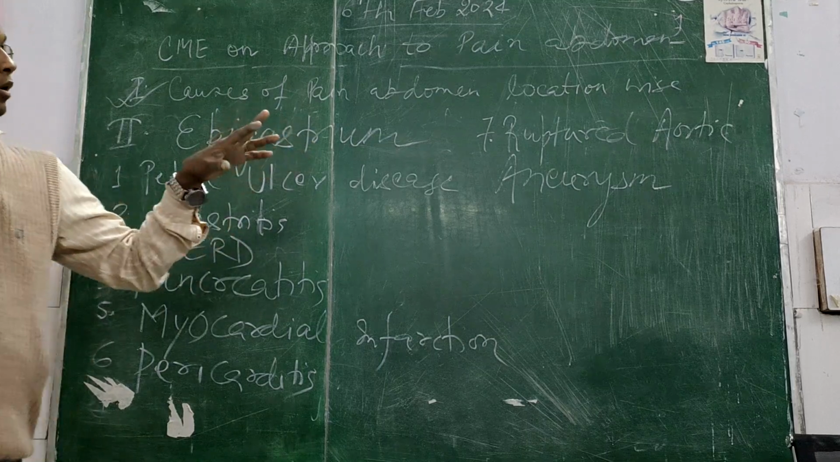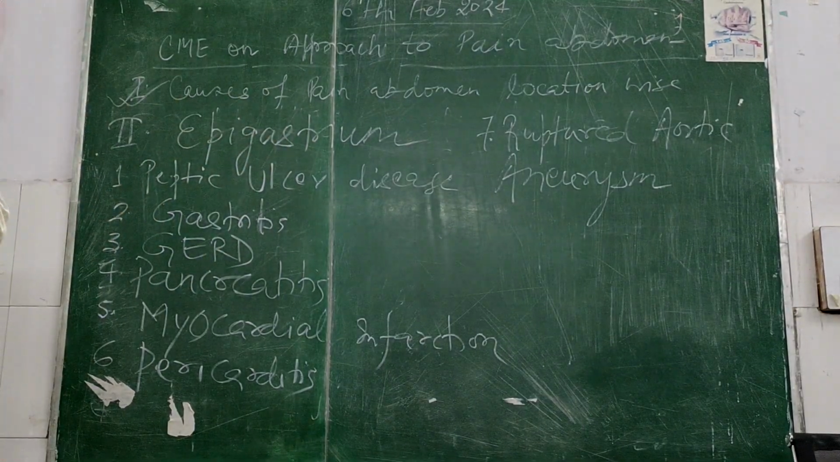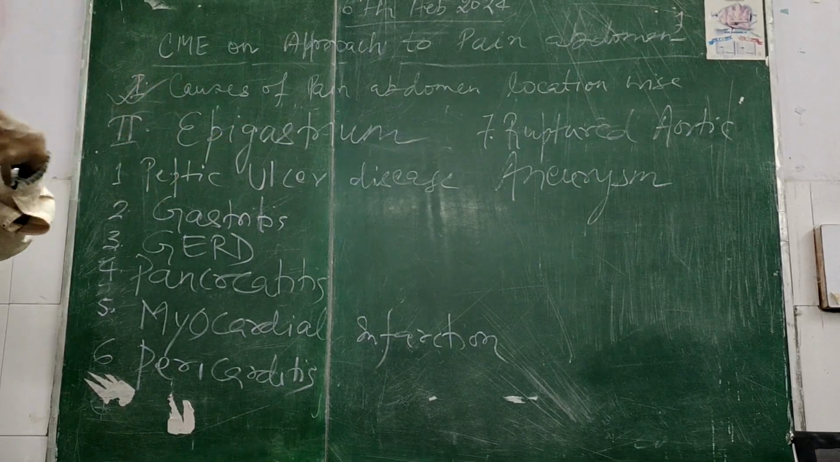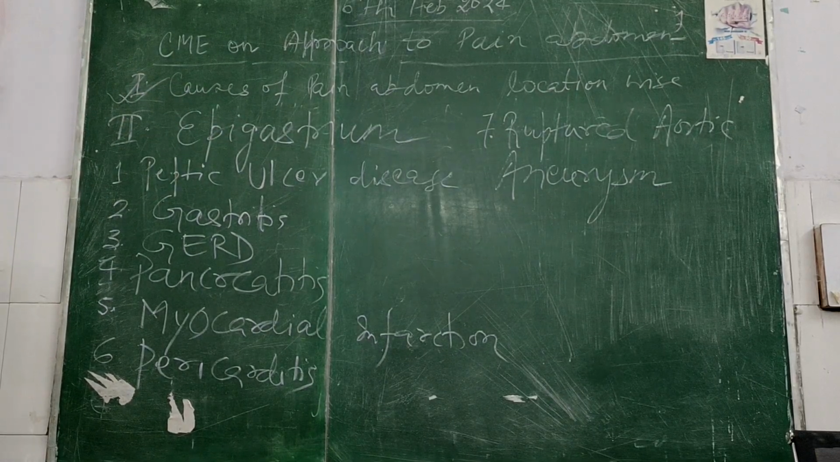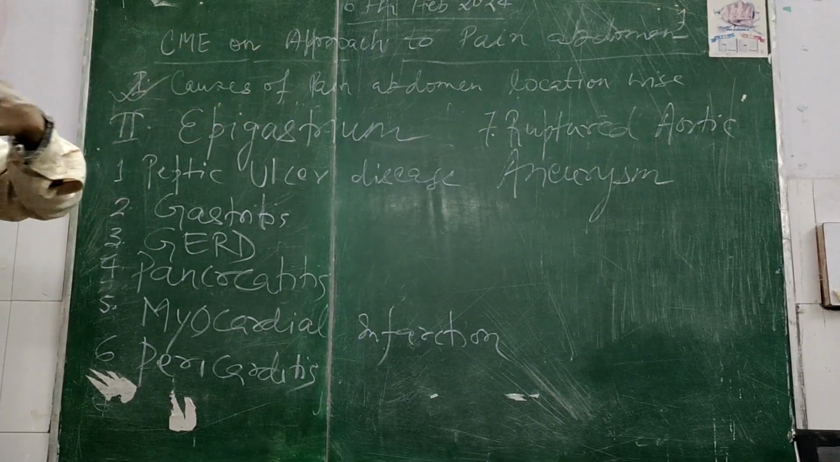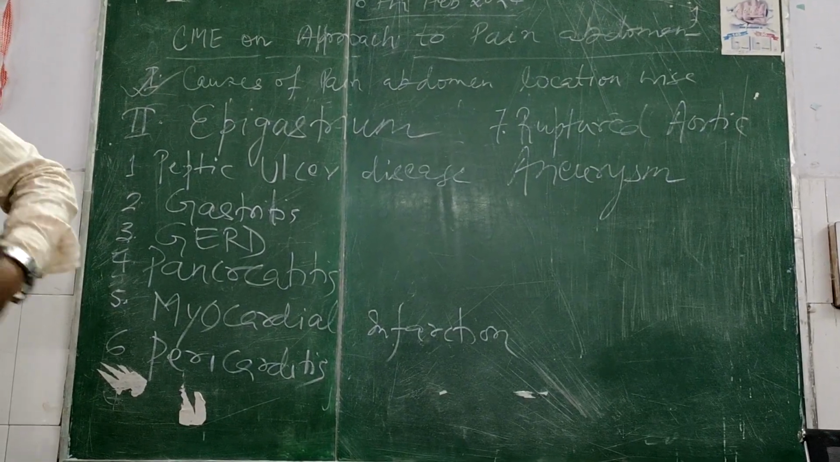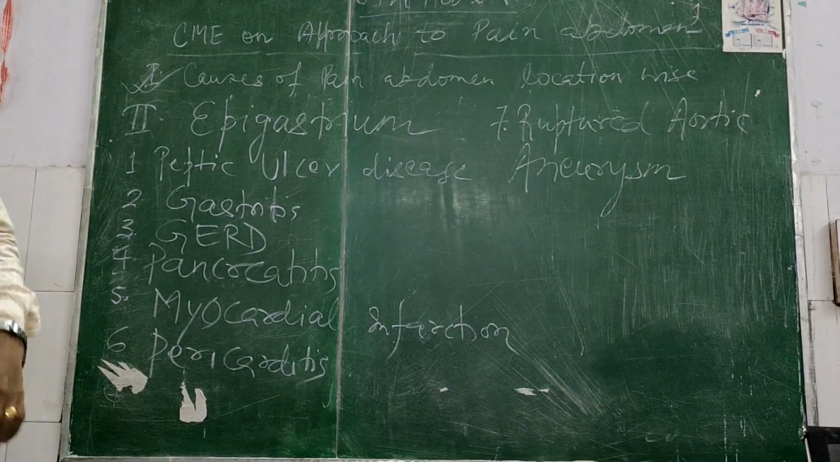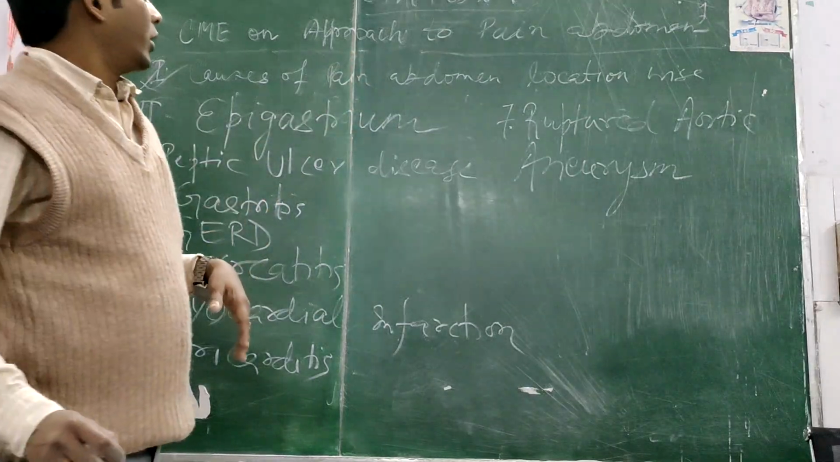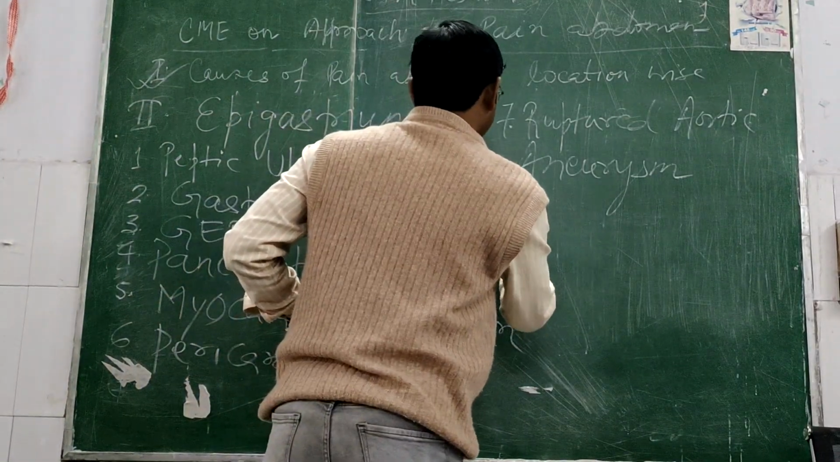Pain of ruptured aortic aneurysm is also felt in the epigastrium. Although every pain has some other associated symptoms and characteristics on the basis of which you can delineate one from another. Pain of ruptured aortic aneurysm will go to the back, and you will find the patient is having shock because of the ruptured aortic aneurysm.